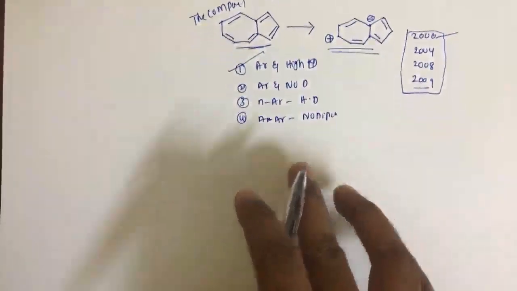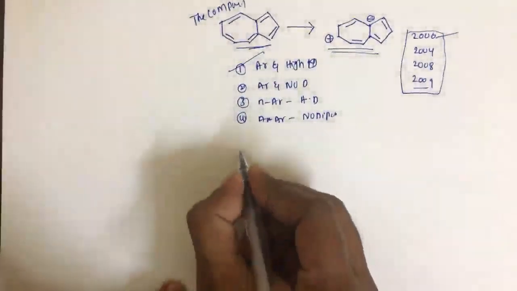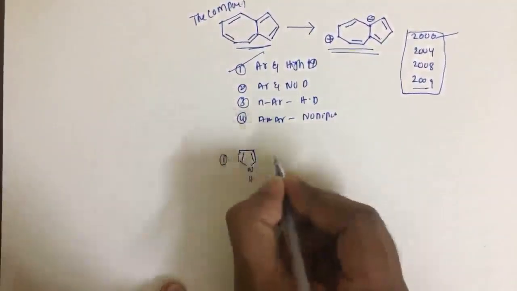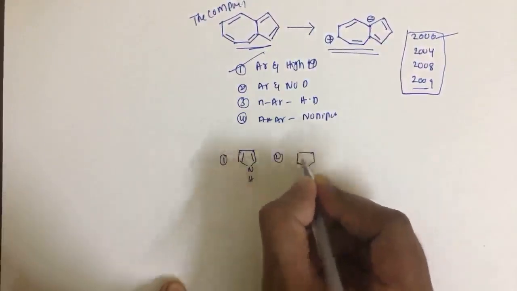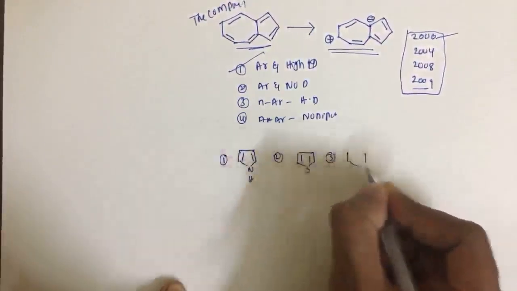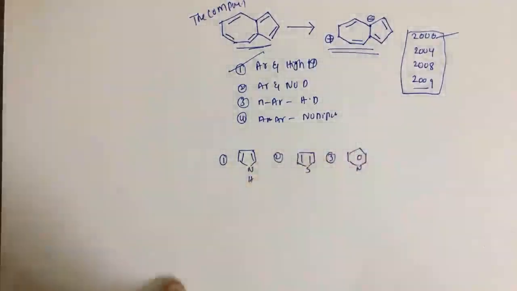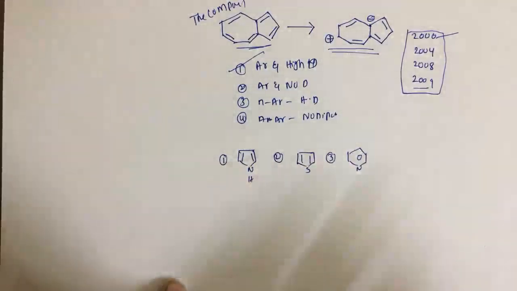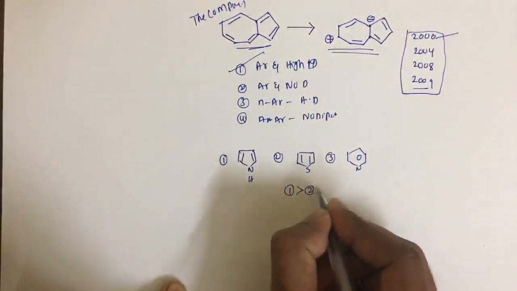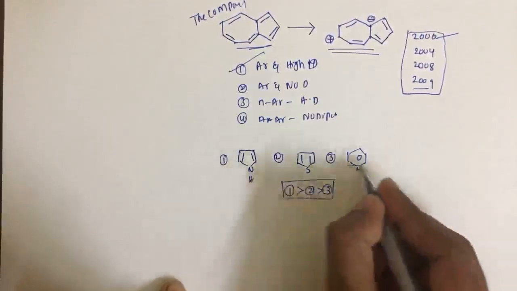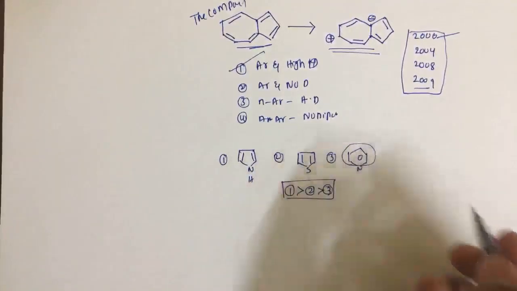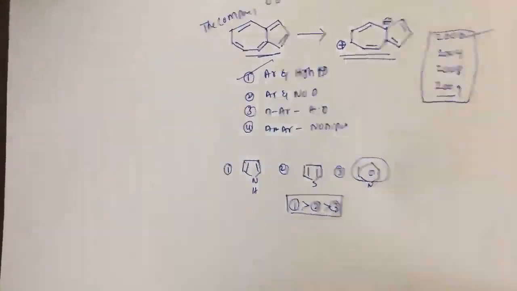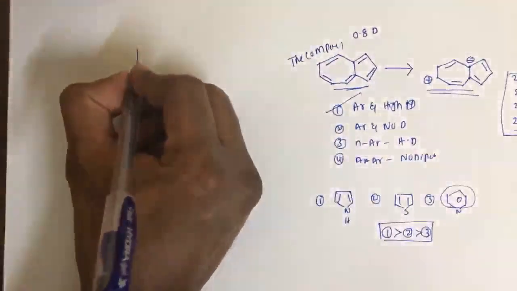And then they have given pyrrole, then thiophene, then pyridine. They ask which one is more reactive towards the electrophile. We know that whichever one has more electron density will be more reactive. So one, two, three. The pyridine ring is electron deficient. Because of that reason, it's not reactive towards the electrophiles.